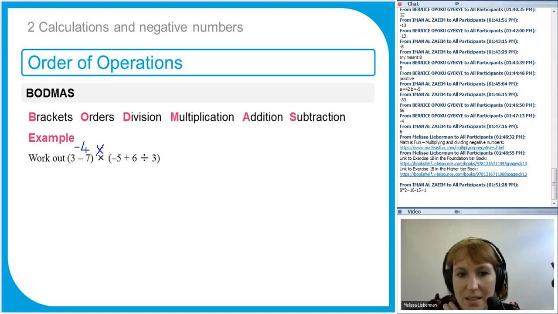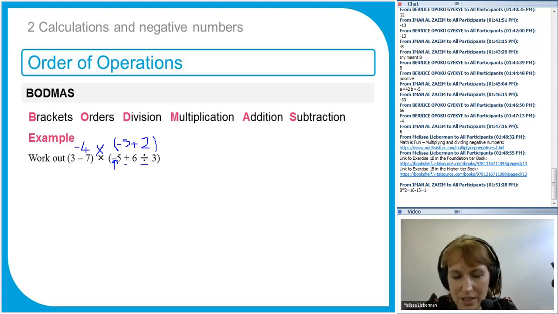Now we've got -5 plus 6 divided by 3. Division comes before addition. This isn't an operation, remember. This is just telling us that it's -5, so that's not an operation. It's just a negative number. So we need to work out 6 divided by 3 first. 6 divided by 3 is 2. So this is the same as -5 plus 2. We can do that in the next step.